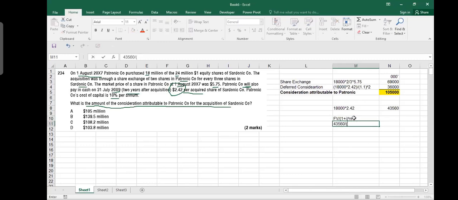We divide it by 1.10, because 10% is 1 plus 0.1, which means 1.1, and you raise it to the power 2 because it is after 2 years. When you put it here, you get the number, which is 36,000 or something. So this actually was 43, but it is after 2 years. When you calculate the present value, this is 36, because for deferred consideration you have to record the current value. So this 105 million is the consideration paid by Petronic company.